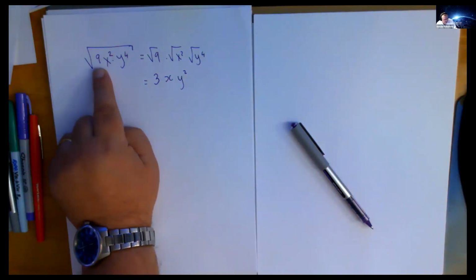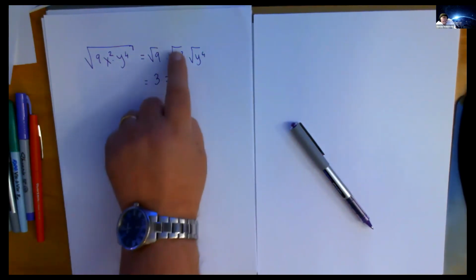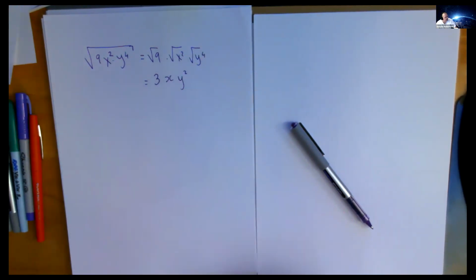Square root of 9x squared y to the 4. Square root of 9 is 3. Square root of x squared is x. Square root of y to the 4 is y squared. Great. Now, since there is a square root going on here, we have that horrible question: do we need an absolute value? And if we do, where should we put it? Right? That kind of question. Does this question need an absolute value around it?